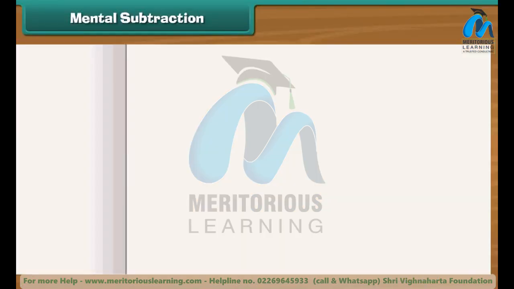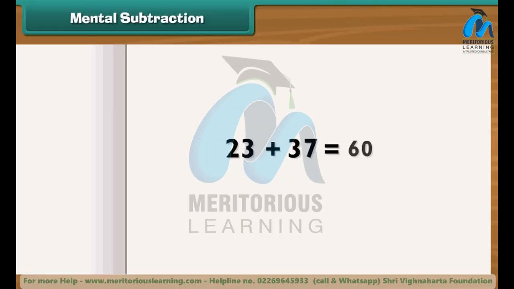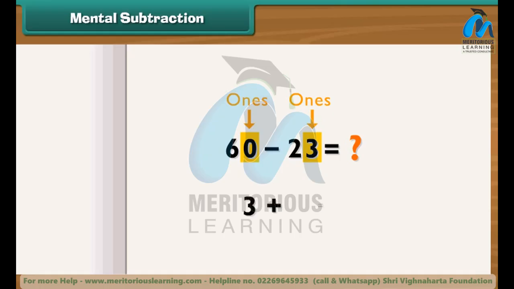Mental subtraction. Similar to addition, we can do mental subtraction also. In addition, we are given two numbers and we have to find their sum. But in subtraction, we are given the sum and we have to find one of the numbers. The ones place of 60 is 0 and the ones place of one of the numbers is 3. So we have to find what should be added to 3 to make it 10. 7 is to be added to 3 to make the sum 10.